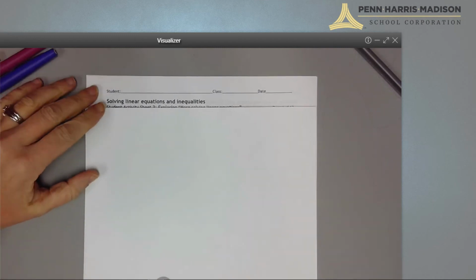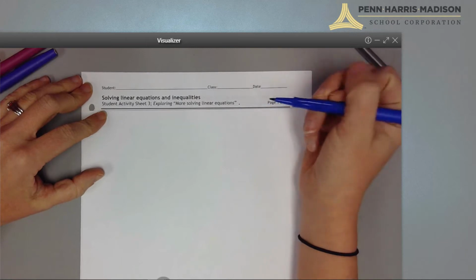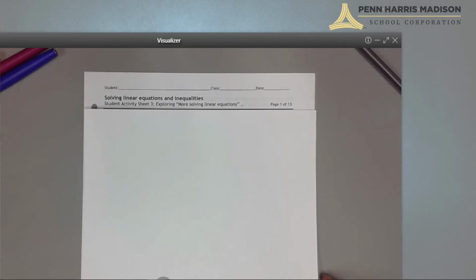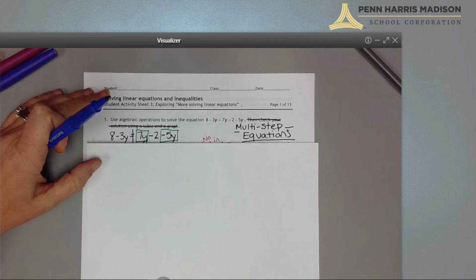Okay, here we go, guys. Topic 8, activity sheet 3, more solving linear equations. Through this, guys, stay with me on this, okay? I know it's going to be a lot, but I have all the confidence in you, and then you can use your class time with your regular teachers to get any extra questions answered, and they can maybe explain a little bit more. Okay, so let's take a look at this first question.